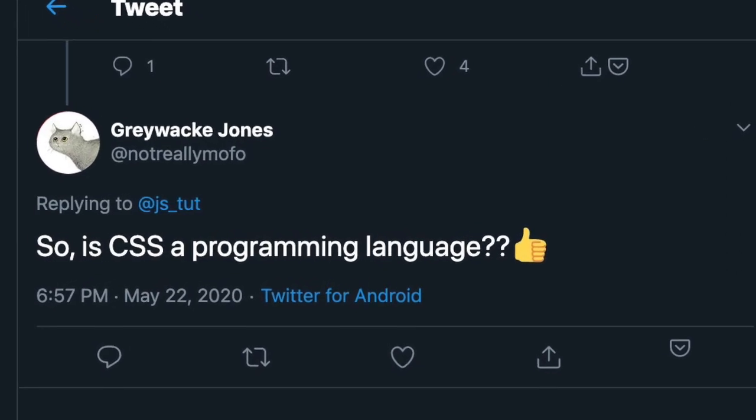So I got a question from Greywack Jones who asked me, is CSS a programming language? Asking that question is a great way to make friends on the internet, I suspect. The short answer is no. Sorry. I mean, it's markup. It's a kind of configuration. It's a series of settings, it's instructions. It's something, but it's not really like a functional programming language.